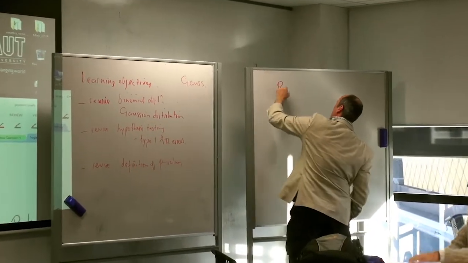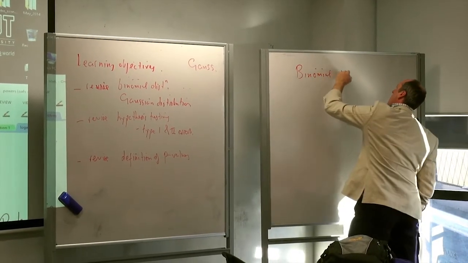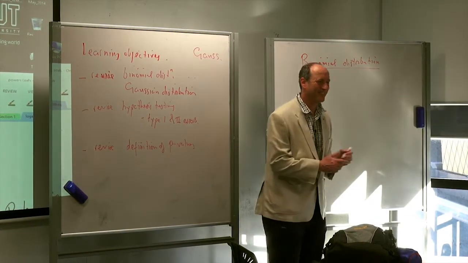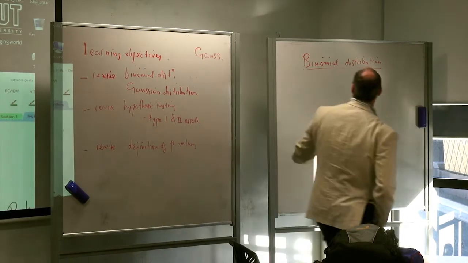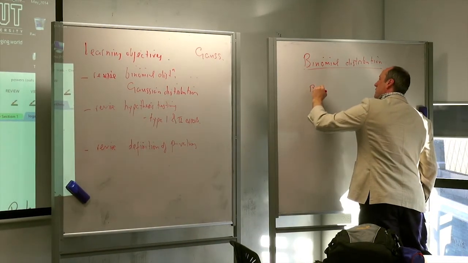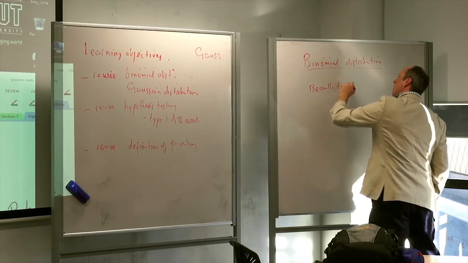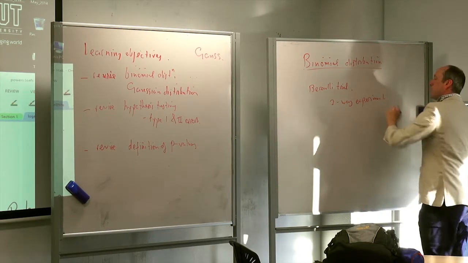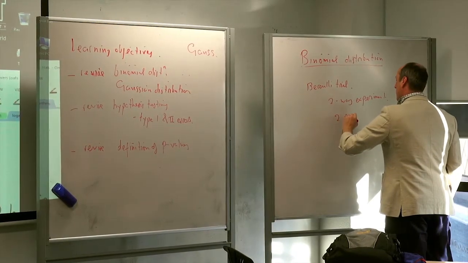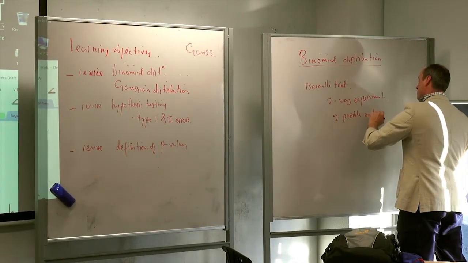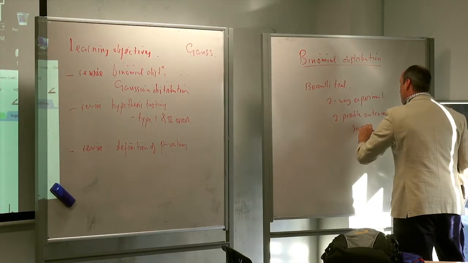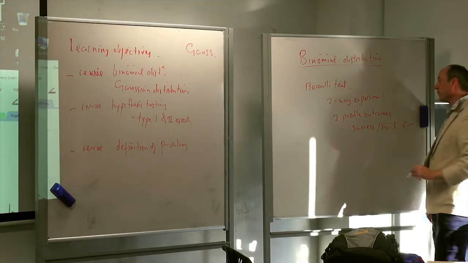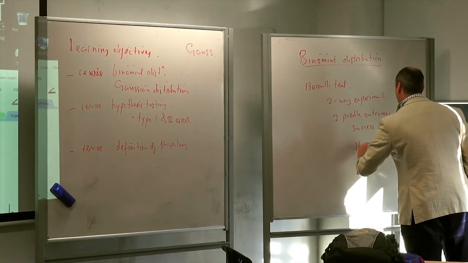Okay. Binomial distribution. The first concept you need is the concept of a Bernoulli trial. This is a two-way experiment with two possible outcomes. So typically, success or fail. That's the canonical one because it either works or it doesn't, whatever it is that you're doing. However, you can think of a coin toss and it could be head or tail.